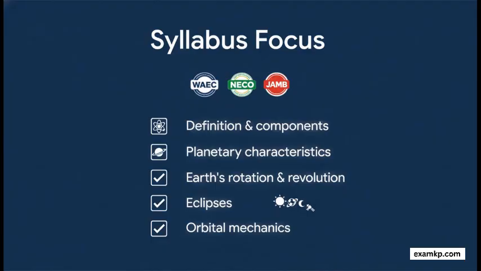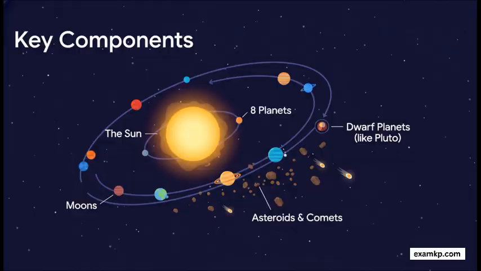And just so you can relax, let me assure you, everything we're covering today is taken straight from the official WAEC, NECO, or JAMB syllabus. We're looking at the definition and its parts, the planets, Earth's really important motions and eclipses, all the key areas they expect you to know inside and out. You are in exactly the right place. Okay, let's move on to our second section. What is the solar system?